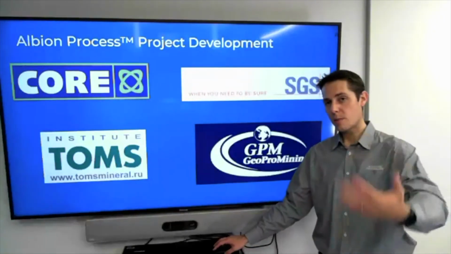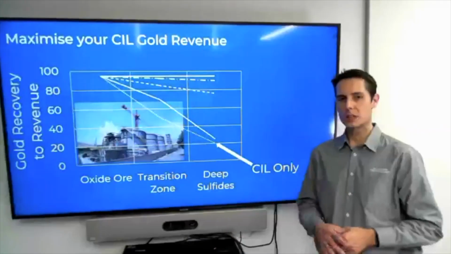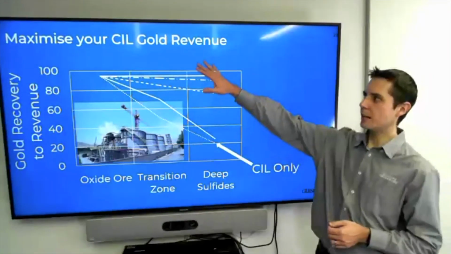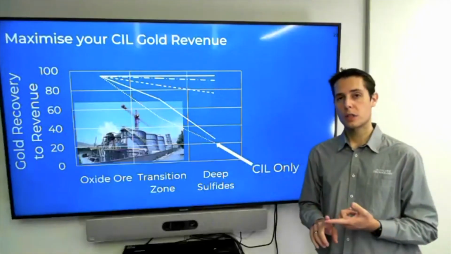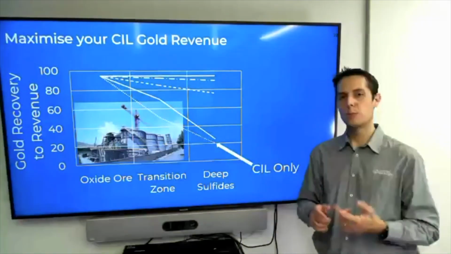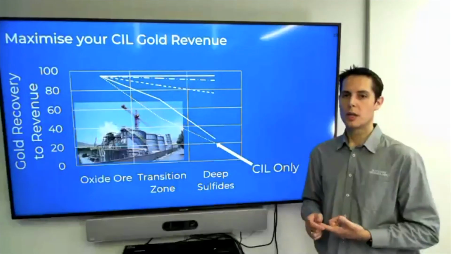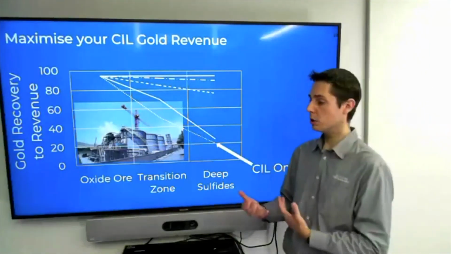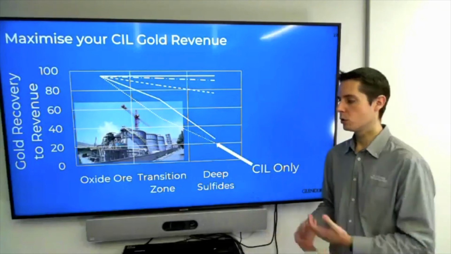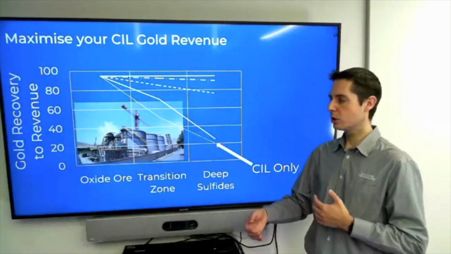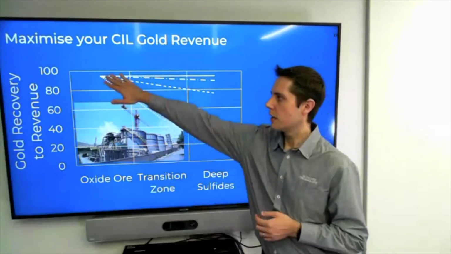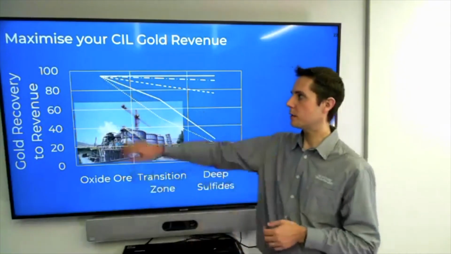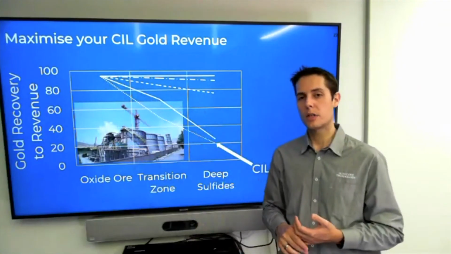So just to sum up everything that we've been discussing today, really what we've been talking about is how do we maximize your gold recovery, but then that really is about maximizing your gold revenue through your plant. So if we think about your position, your ore, your mine that you're looking at treating this material through, right at the start, where you've got only a CIL plant, that's when you're getting your high recoveries.